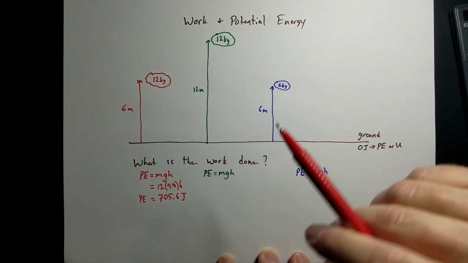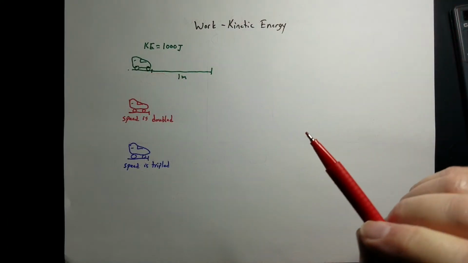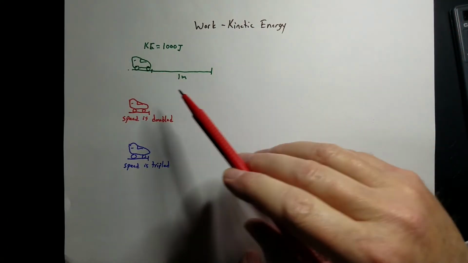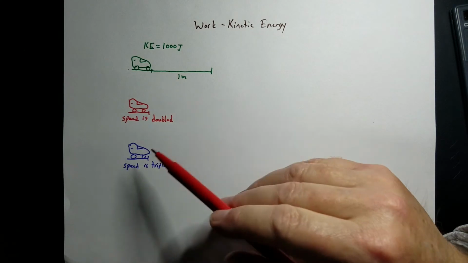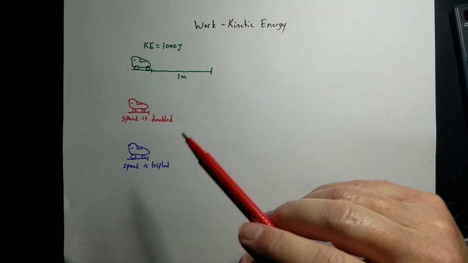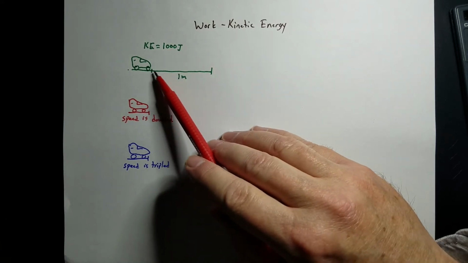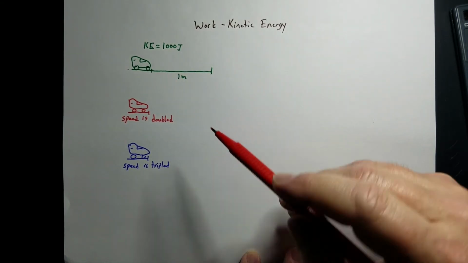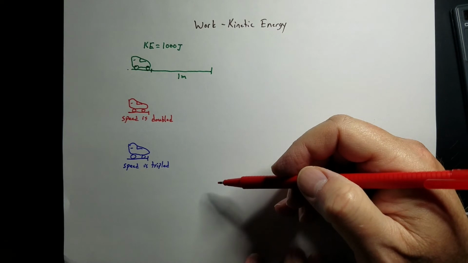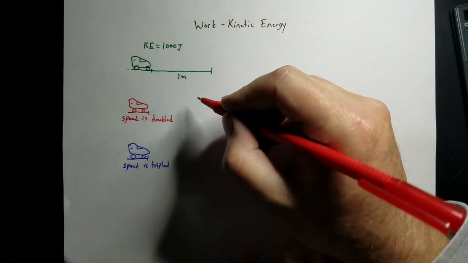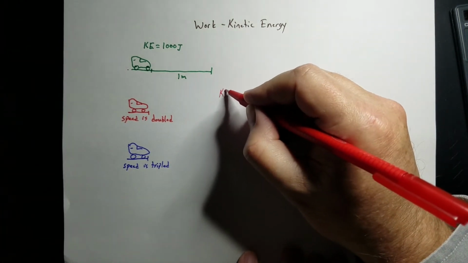Let's look at work and kinetic energy. All right, so for this one, we've got a car. Well, all these are the same car, to the best of my drawing ability. And with this amount of kinetic energy, it stops in 1 meter. Well, what if the speed is doubled? Well, if the speed is doubled, what happens to the kinetic energy?